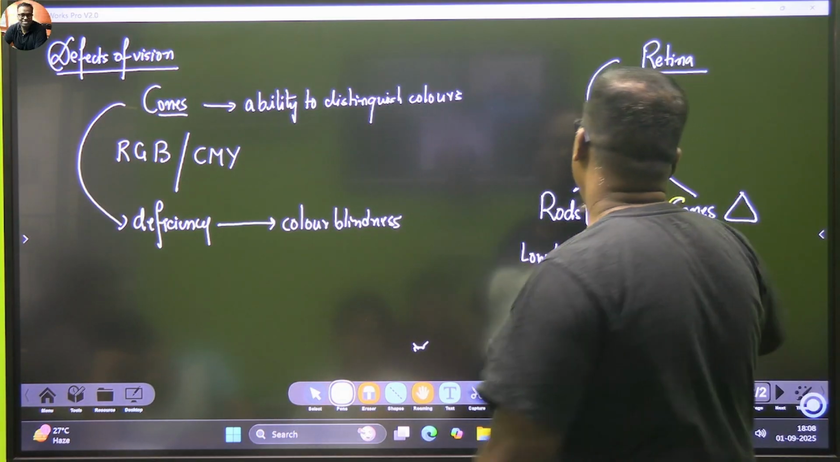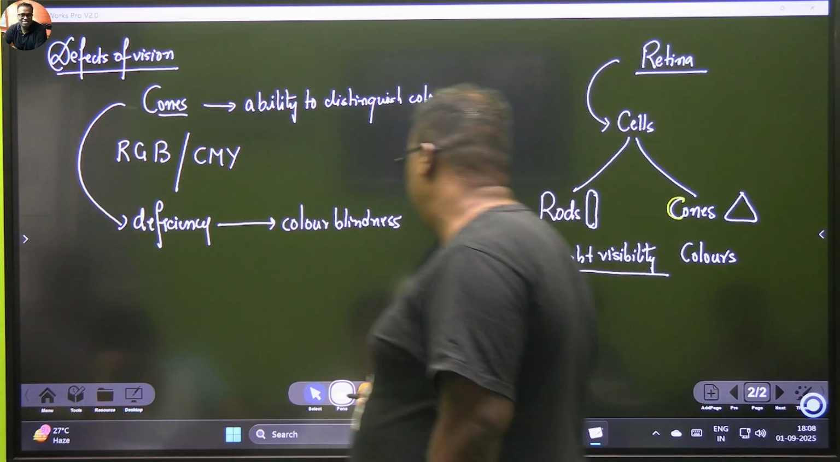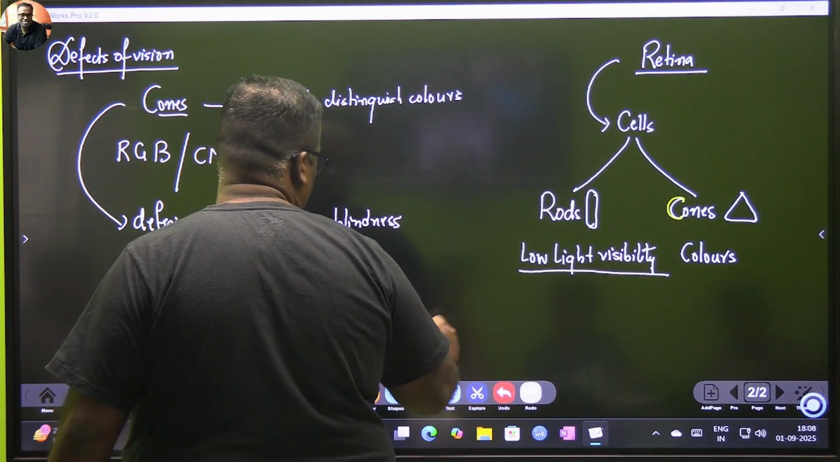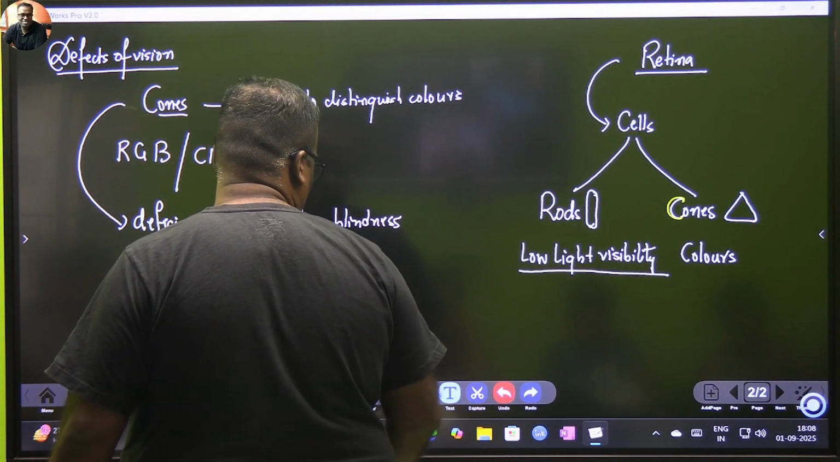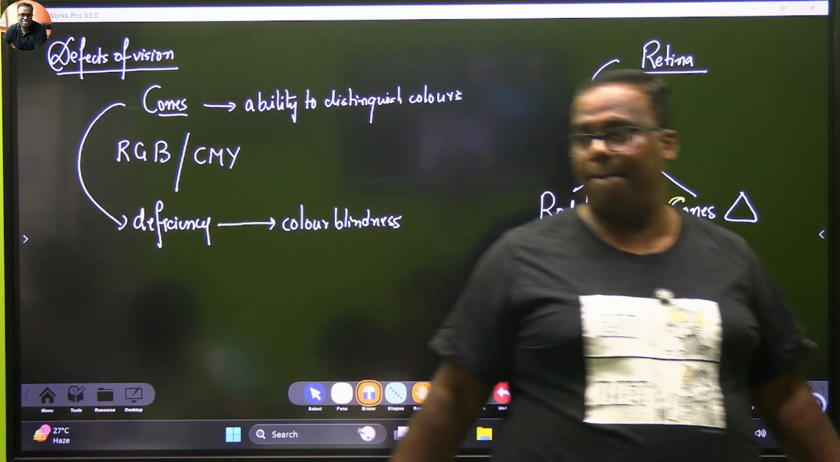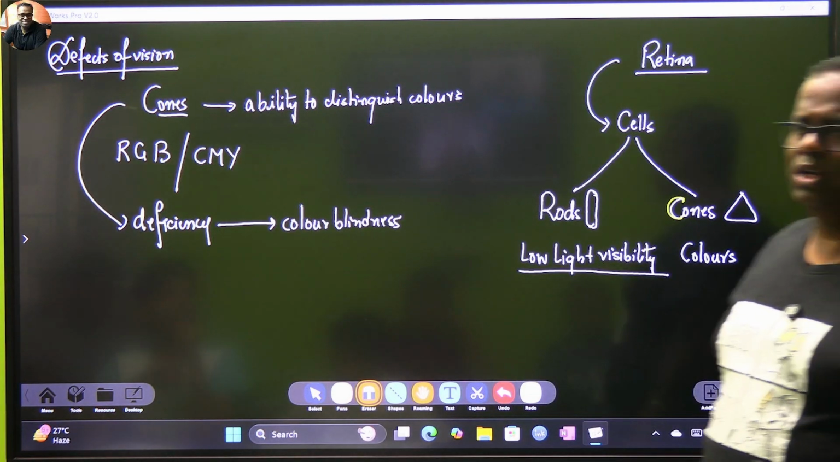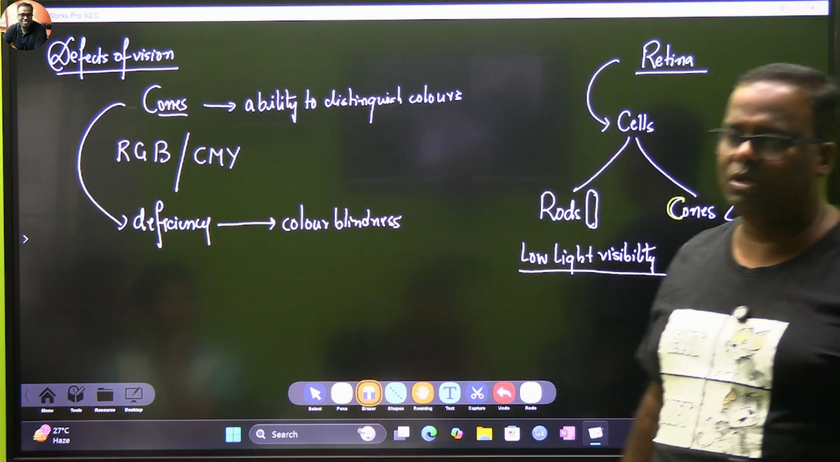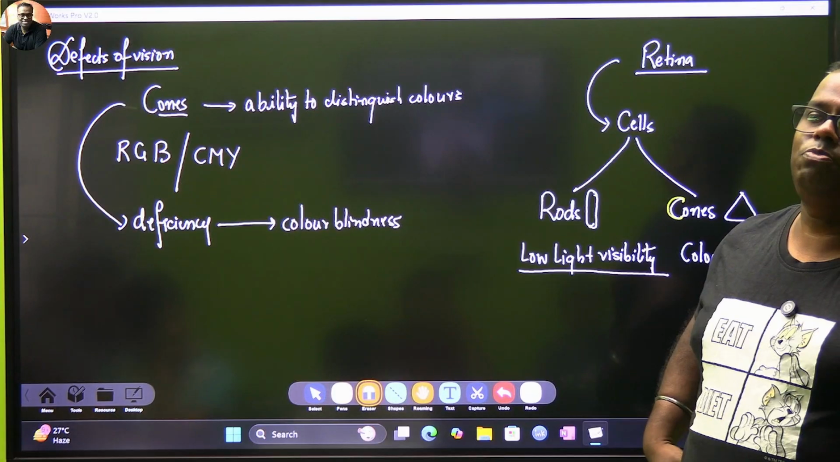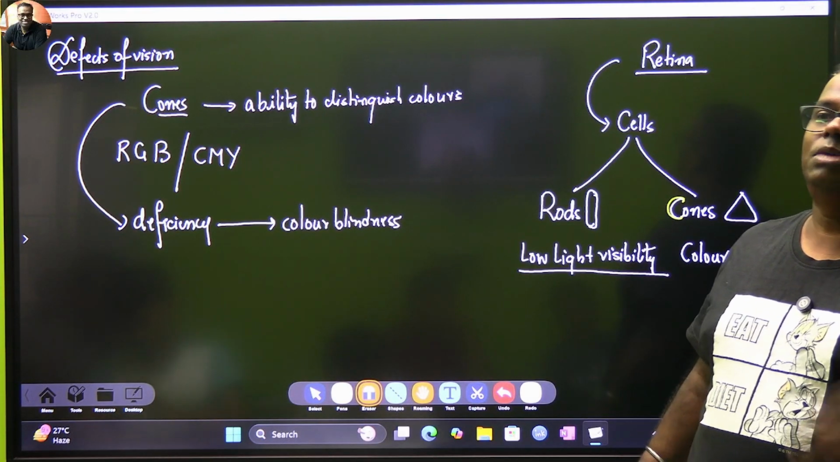Now when we come to rods, rods are for low light visibility. The rods will tell you how little light you need to be able to see. Usually it's not equal, there is an optimum count. It's not possible that you'll see in extreme darkness, but say suppose a child is able to see something.